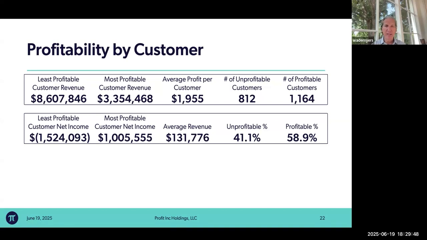Now, we've done this analysis on hundreds and hundreds of companies. The average is 42%. Now, this is always a surprise. Most business owners will say, oh, there's no way that many of our customers are unprofitable.